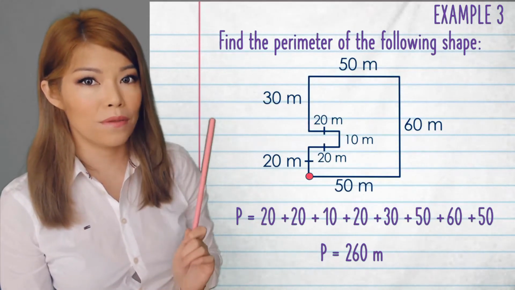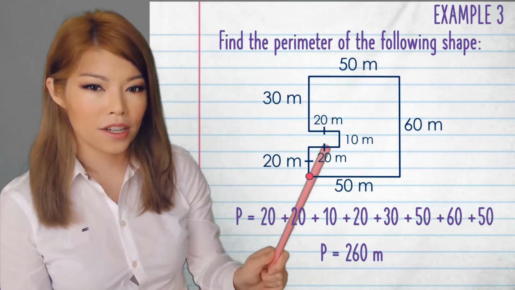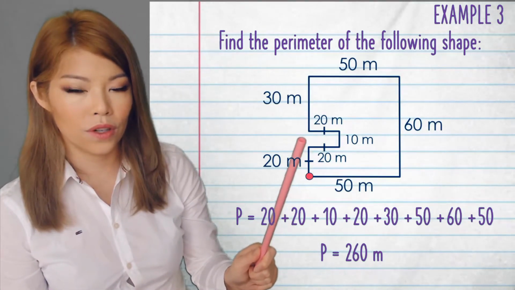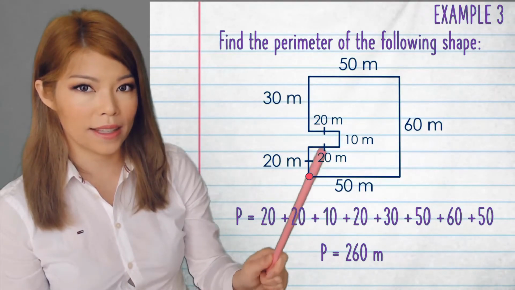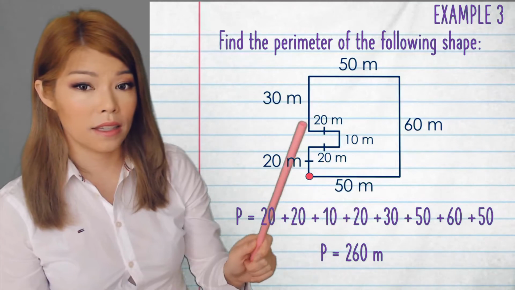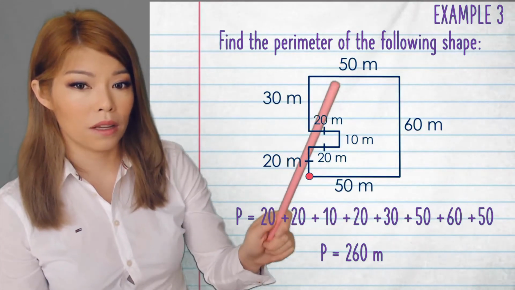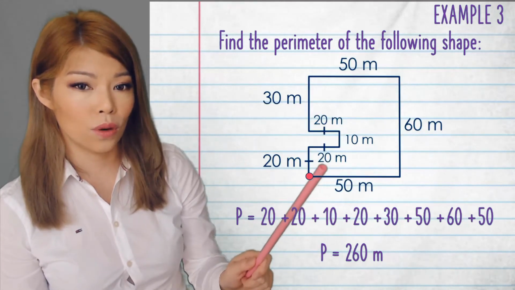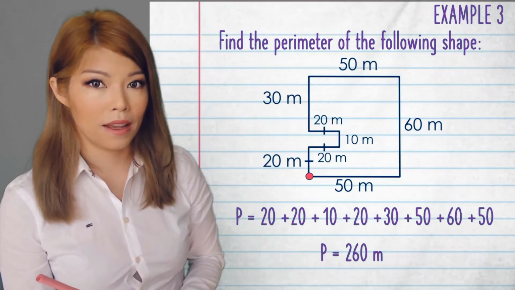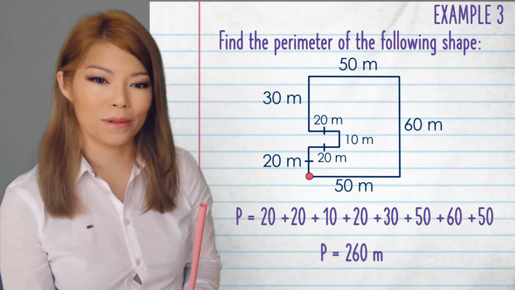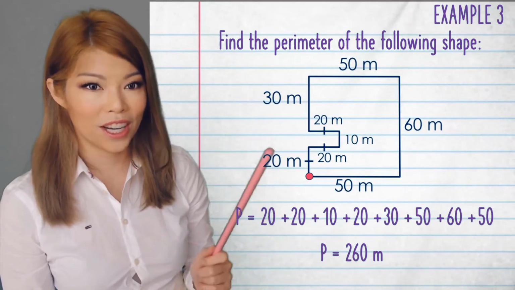For rectangular shapes with little indentations like that, there's a trick to this that you can use, but you have to be very careful. If you can imagine that this 10 has been moved to this side, it becomes a rectangle with 2 extra bits of 20s. So in other words, you could have done 60 times 2 is 120, plus 50 and 50, 100, so 220, plus the 40 inside, so that's 260 meters. You can use that trick if you want to. Or you can just use the trick to check your answers.